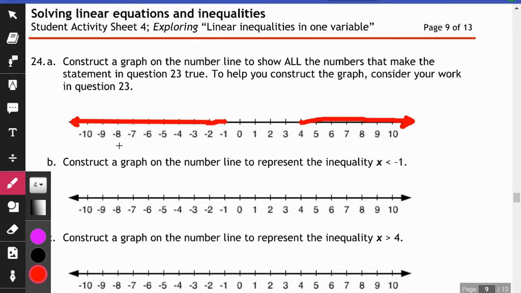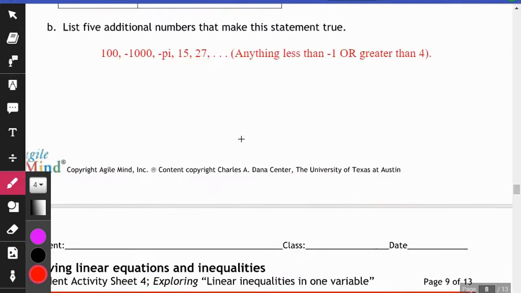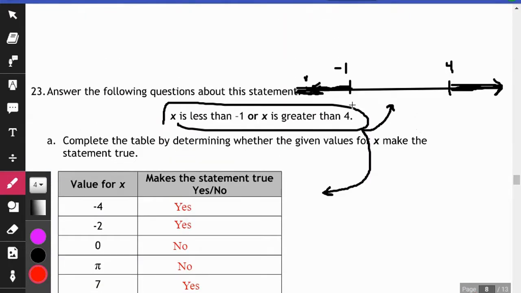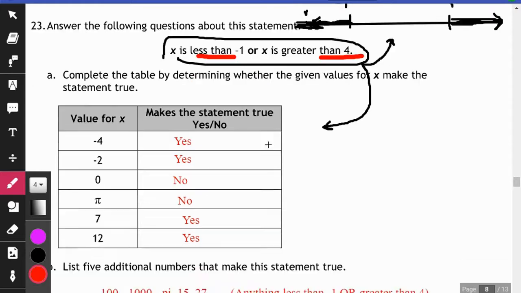And the last thing we need to do is make sure, when it says less than, does -1 work? Is -1 less than -1? No, it's not. It's equal to. So it doesn't say it can't, it's allowed to be. It has to be less than. So it can't be -1 and it can't be 4. It has to be greater than.